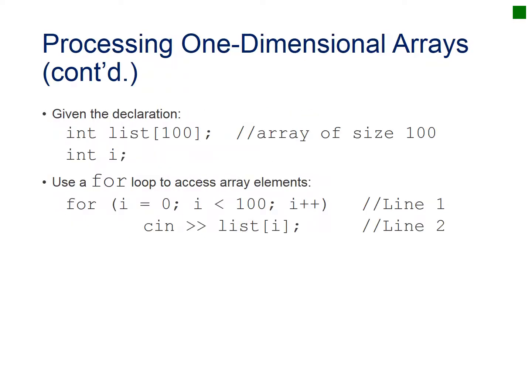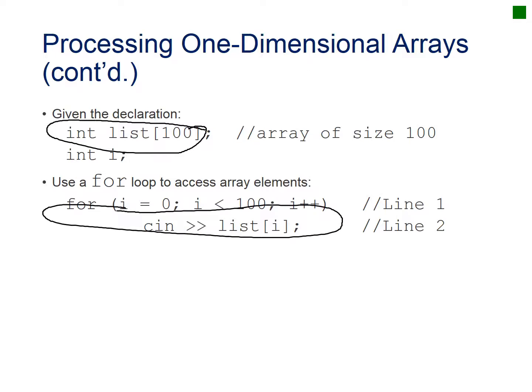Let's look at an example. Given the following declarations, we have an array which holds 100 integer values. We can use the for loop to process each element of the array. Line 1 is our loop control variable, and line 2 is where we read each value into the element of the array.